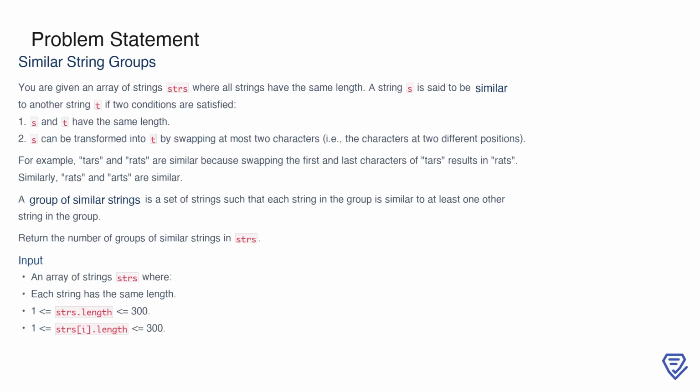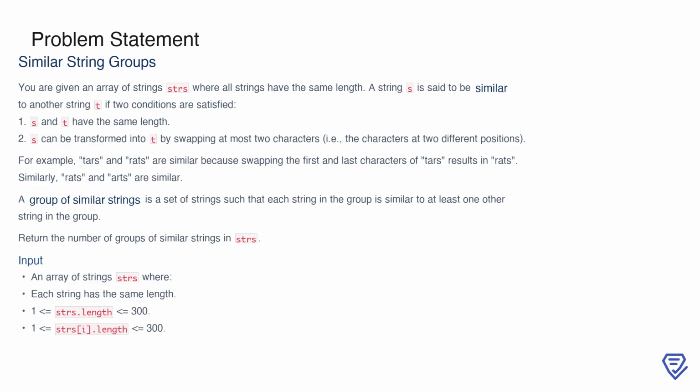In this problem, you are given an array of strings called strs, where all the strings have the same length. The goal is to analyze relationships between these strings based on a concept called similarity. Two strings are considered similar if they meet two specific conditions. First, they must have the same length, and second, one string can be transformed into the other by swapping at most two characters, meaning you can change the order of two letters in one string to match the other.